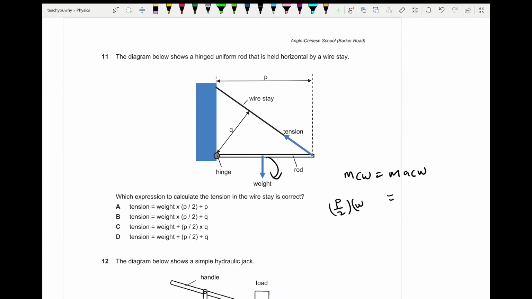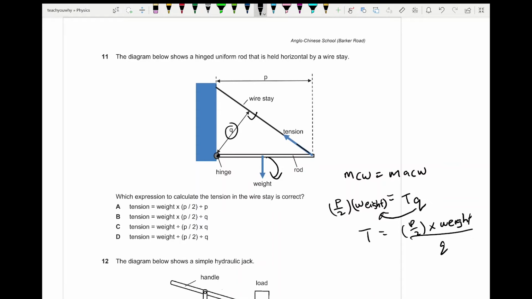Which is your weight. Must be equal to the perpendicular distance from the hinge to the tension. So the perpendicular distance is Q, and therefore it is TQ. Therefore, the tension T, if you do some manipulation, will be P over 2 times weight over Q. So let's see whether we have any of this. P over Q, P over.